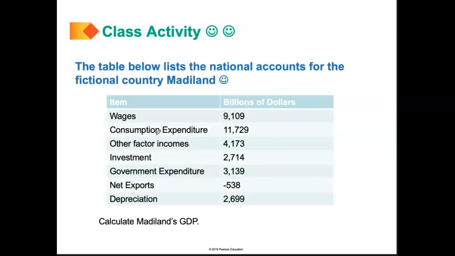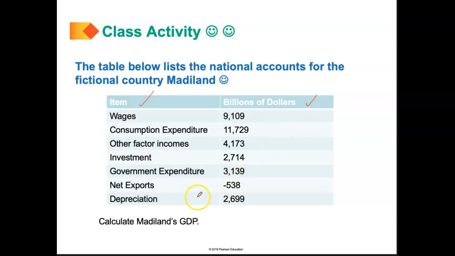Okay, so we can do a class activity using this simple approach. The table below lists the national accounts for a fictional country. Let's call it Madiland. We have a couple of data points for Madiland, and you guys are economists, and you're supposed to find Madiland's GDP. Based on the data you have over here, and its dollar value, you're supposed to be able to calculate GDP, right?